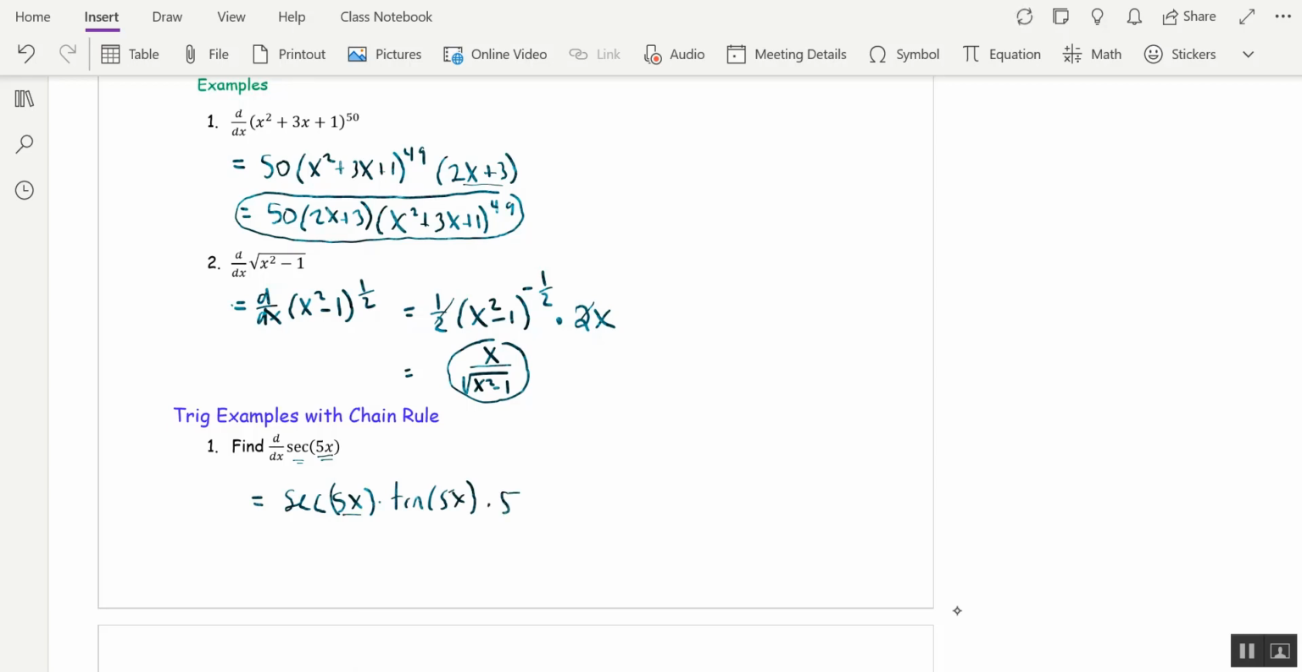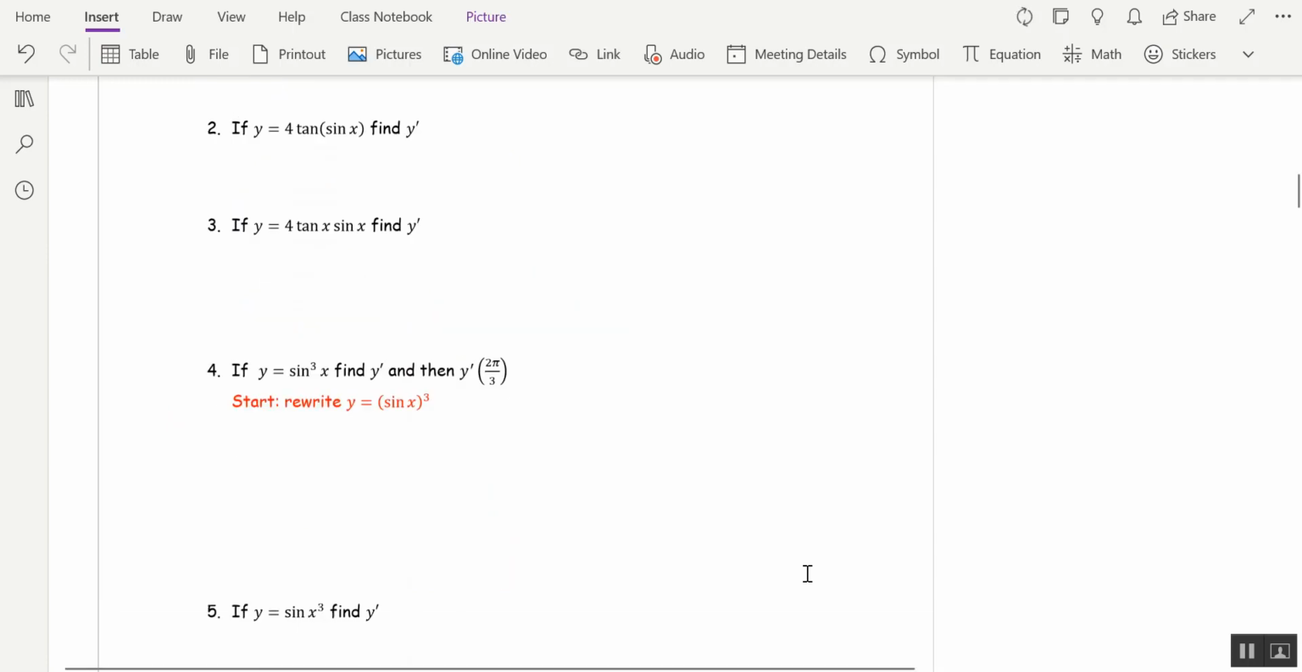So the argument is 5x, that's got to be there. So let's put the 5 out front. That's 5 secant 5x tangent 5x. And there's our derivative. Okay, on this next page, the problems are in pairs. 2 and 3 are very similar but different, and 4 and 5 look similar but they're very different.